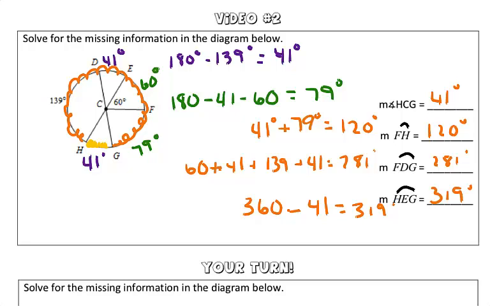You should get that if you were to add all of the arcs that we highlighted in orange, so 79 plus 60 plus 41 plus 139 degrees. See what you get. Nice work!